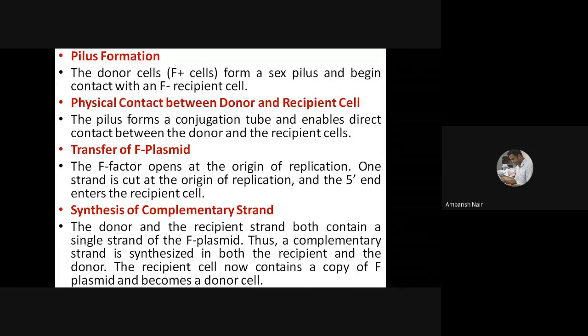Now the next important thing you should remember is these 4 steps. These 4 steps you should not forget. How the sex pilus is formed, how the physical contact is happening, how the breakage is happening in one strand of F plasmid, and how the gene is transferred and the complementary strand is synthesized. If you remember this much, then the conjugation is done.